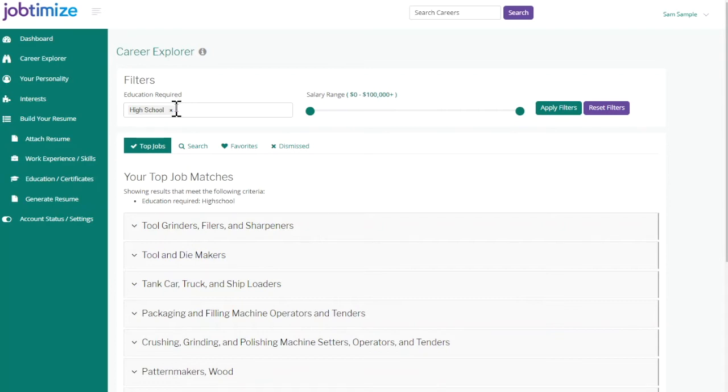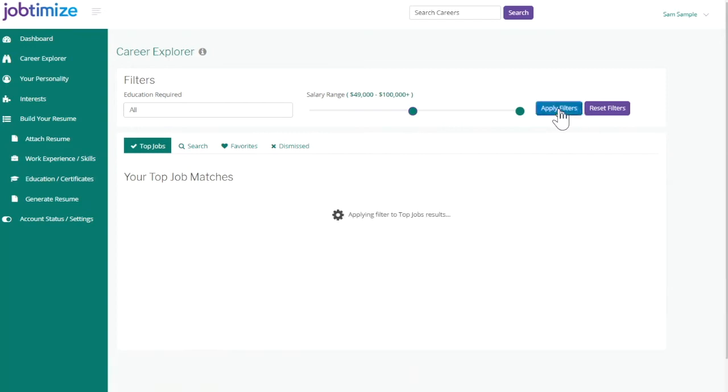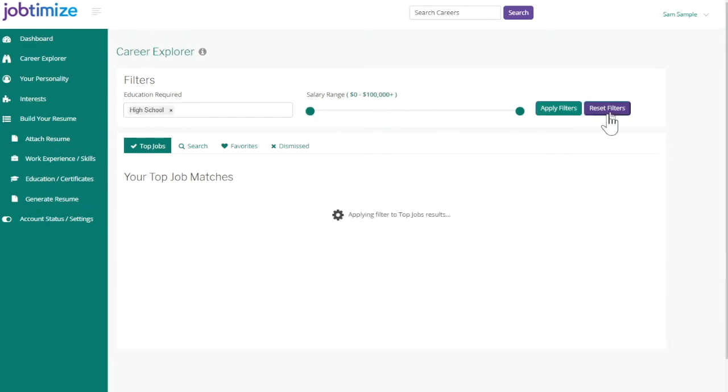The one filter you do see is Sam, when he signed up for Jobtimize, said he only had high school education, so it's just by default serving up positions that have that as a requirement. If you wanted to remove that filter, it would very quickly serve up a different list. And if Sam wanted to, he could also filter for income level. And again, it would serve up a filtered list based on what Sam was looking for.